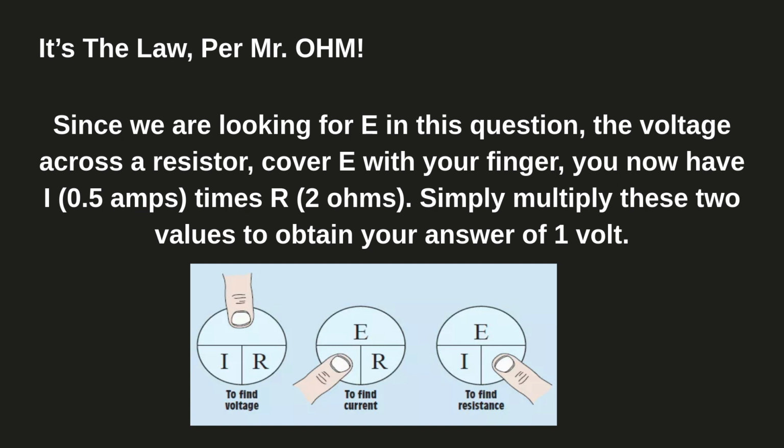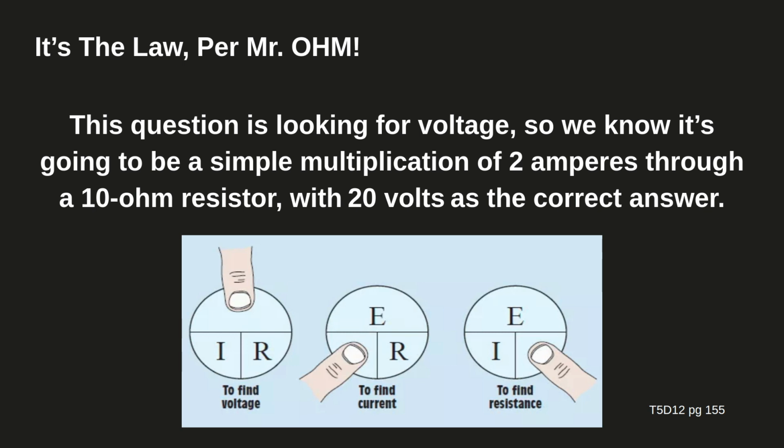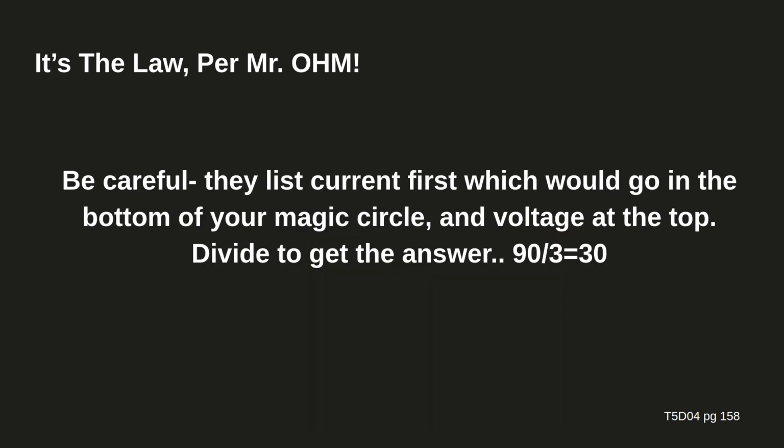Sorry again. Okay, now we're here. This question is looking for voltage. So we know it's going to be a simple multiplication of 2 amperes through a 10 ohm resistor. And 20 volts is the correct answer. So you're going to multiply 10 times 2 and get 20 volts. And you see the little finger diagram showing you how to multiply it to get the answer. And that is a question on the exam.